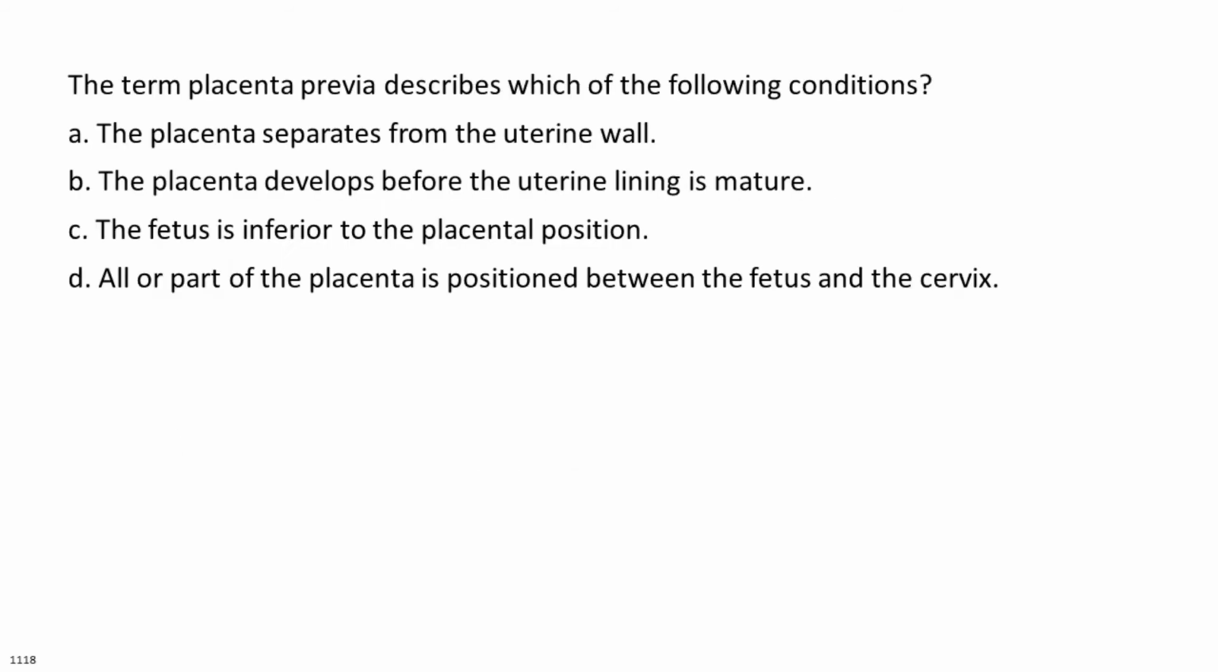The term placenta previa describes which of the following conditions? A. The placenta separates from the uterine wall. B. The placenta develops before the uterine lining is mature. C. The fetus is inferior to the placental position. D. All or part of the placenta is positioned between the fetus and the cervix.